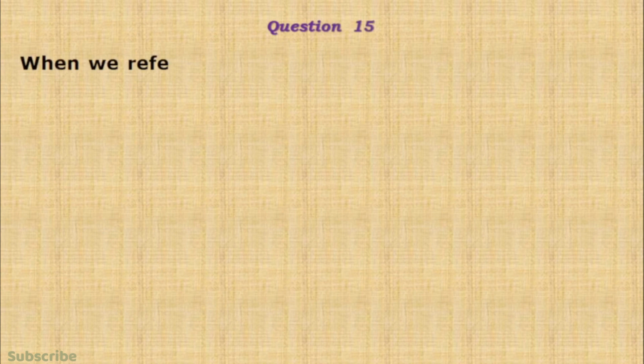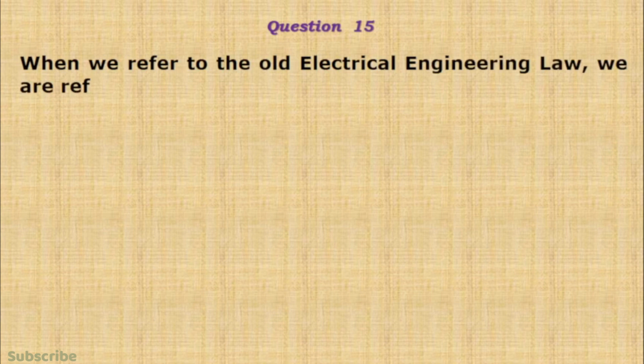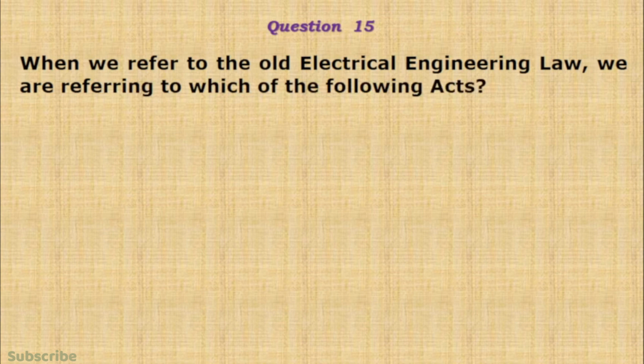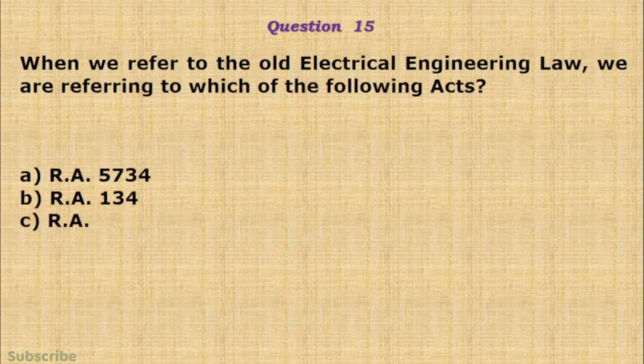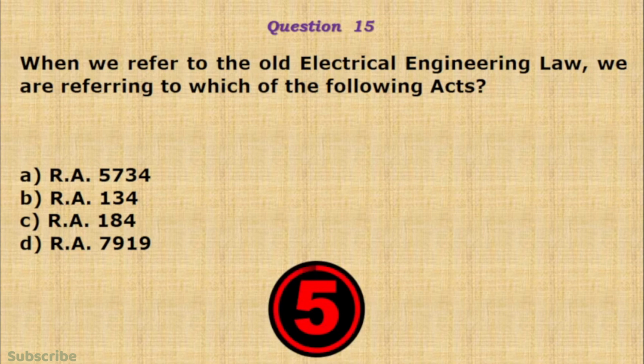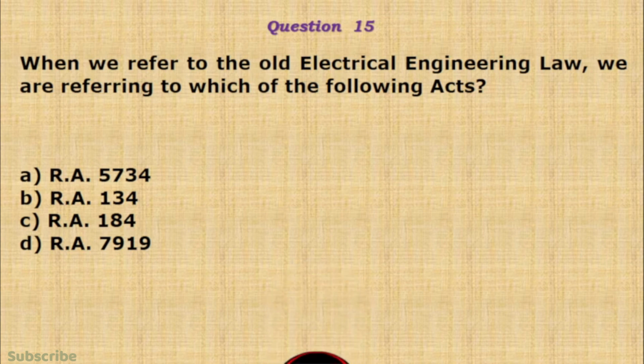Question number 15. When we refer to the old electrical engineering law, we are referring to which of the following acts? A. RA 5734, B. RA 134, C. RA 184, D. RA 7919. The correct answer is letter C, RA 184.